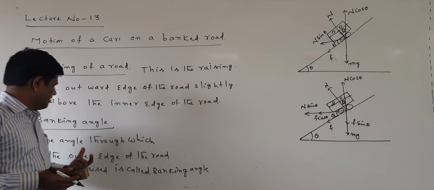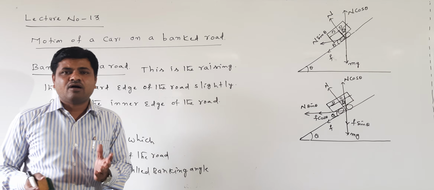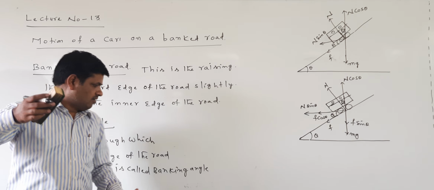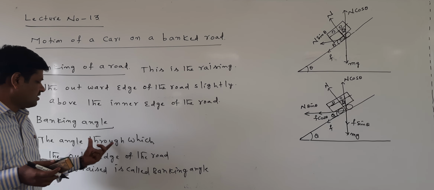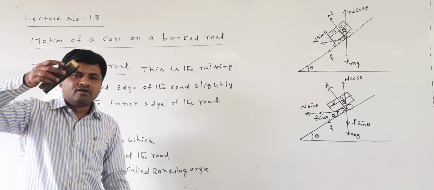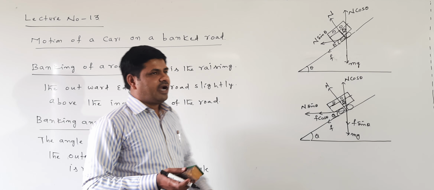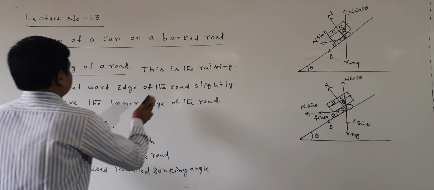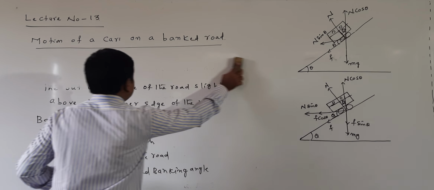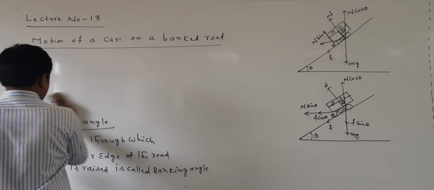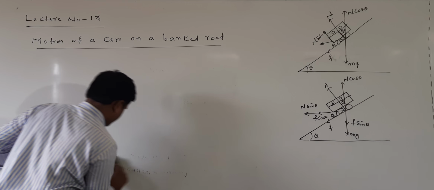Next, another one is called the banking angle. Banking angle means how much angle the outer edge of the road is raised. That angle is called the banking angle. Now we will discuss the motion of a car on a banked road.